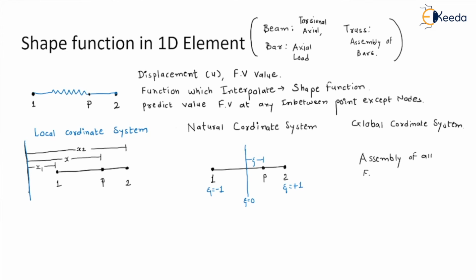All assembly of all elements. So globally we are taking the global coordinate system. So now let's find out the relationship between the local coordinate system and natural coordinate system.